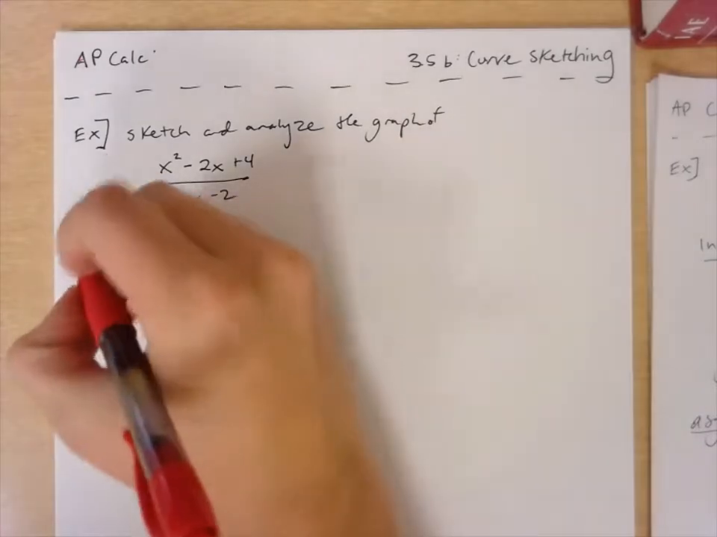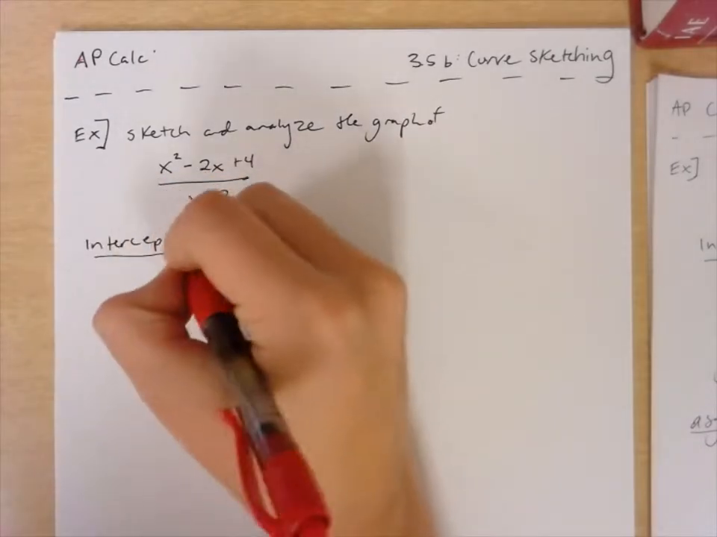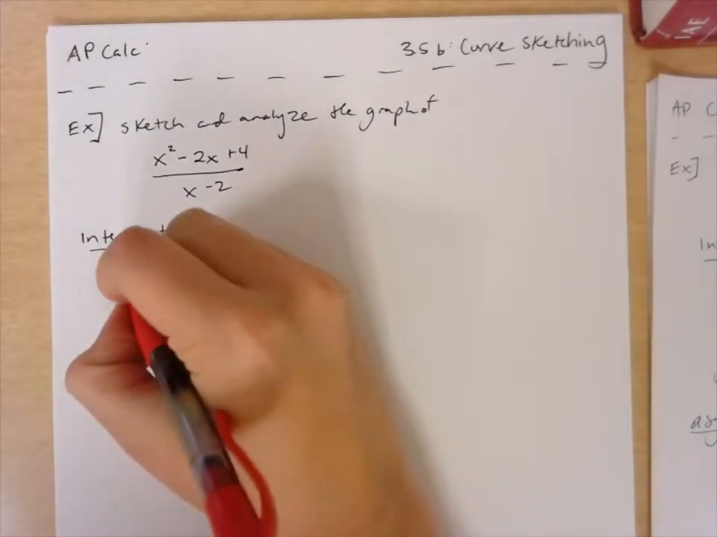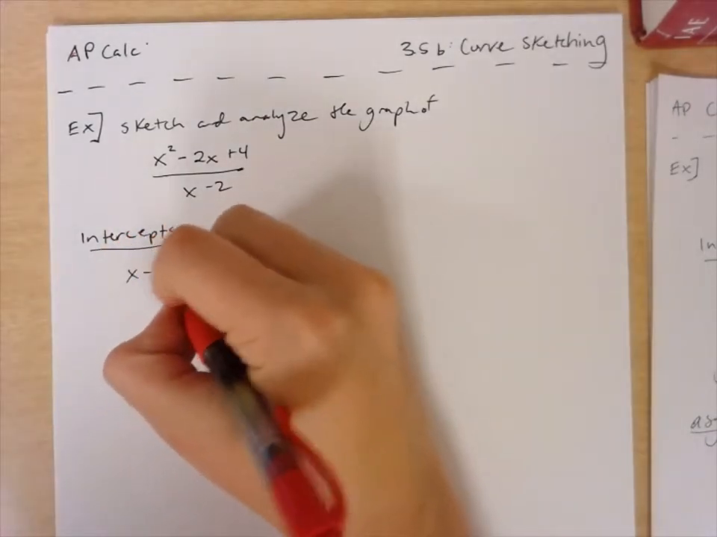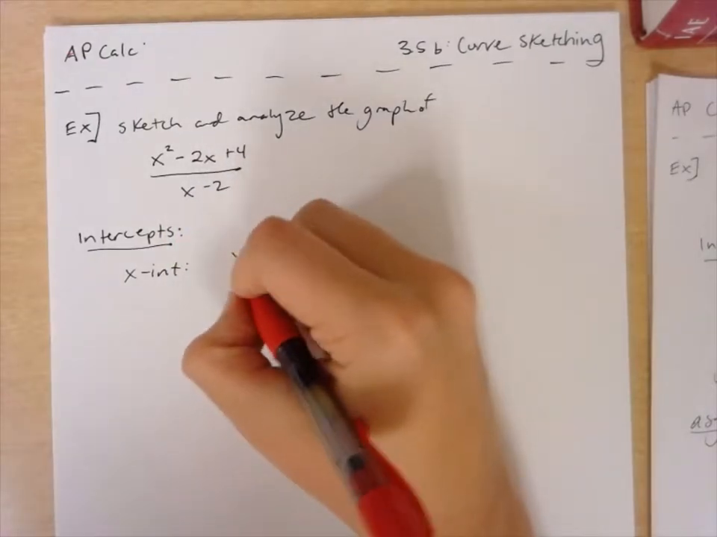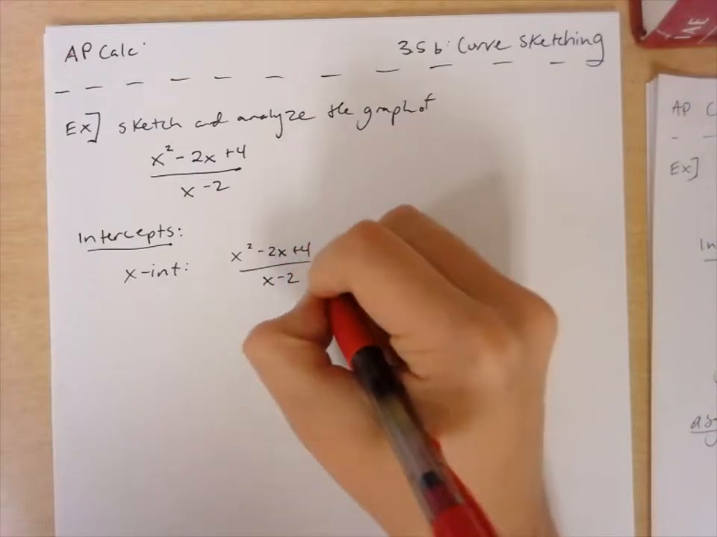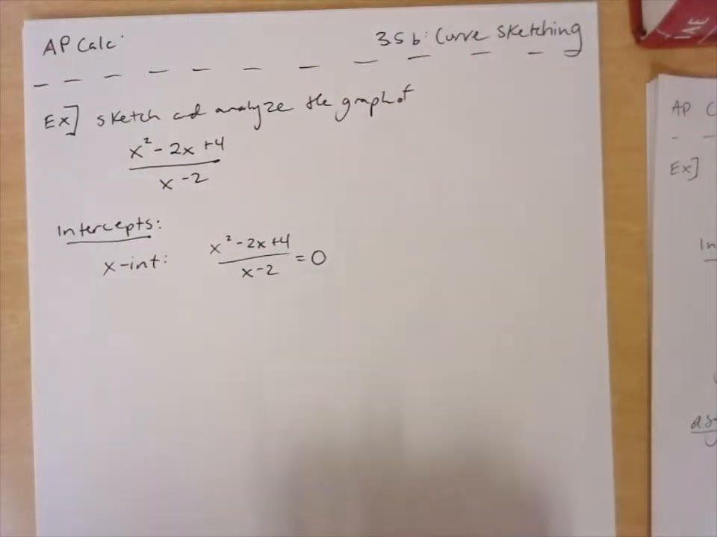Alright, we're going to begin the same way we did before. We're going to first look at our intercepts. Let's deal with our x-intercepts first. Remember, we would have to set this equal to 0, so we have x squared minus 2x plus 4 all over x minus 2 equals 0.